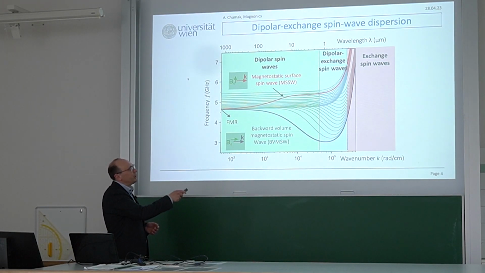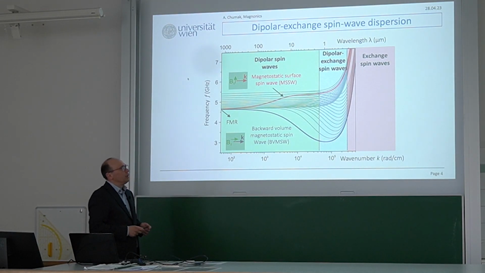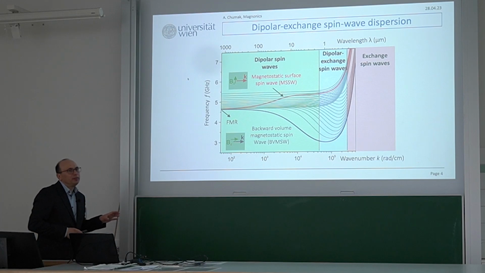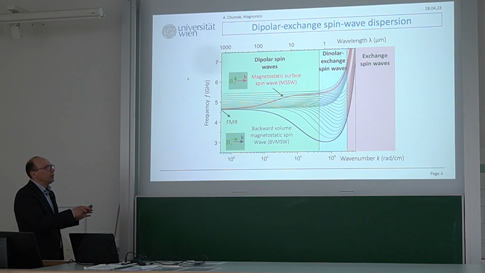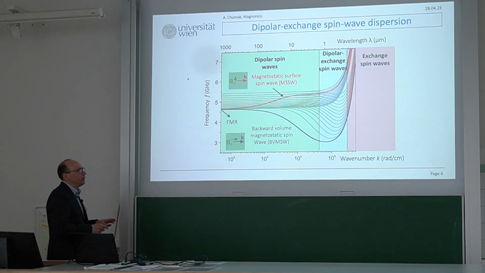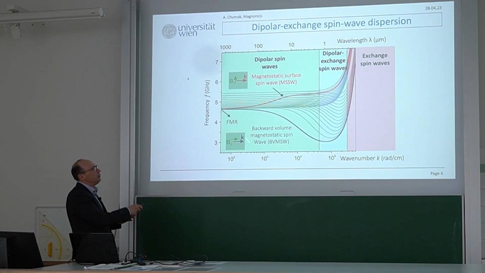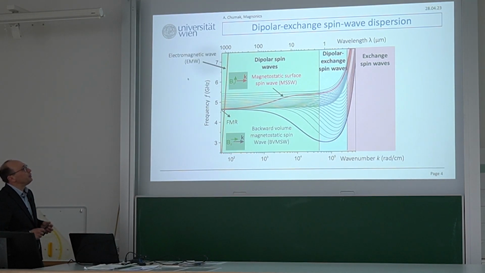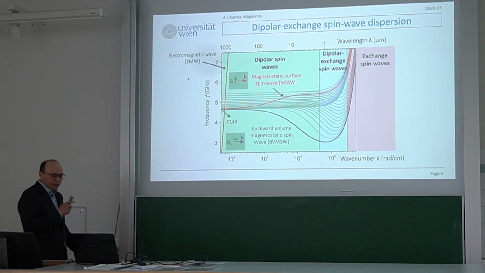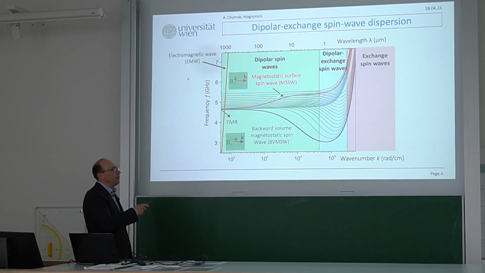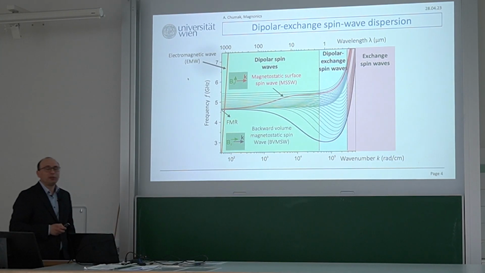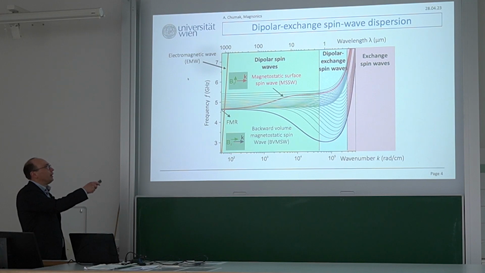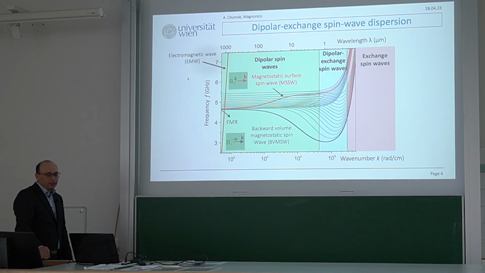Dipolar exchange spin waves we don't discuss, or maybe we will discuss only when we go to confined structures a bit, but principally here you just need to take into account both dipolar and exchange. Exchange we already took last time, now we are talking about magnetostatics. And first, we need to take into account that in addition to dispersion of spin waves, we will have also dispersion for electromagnetic wave. This one. And it's very different.